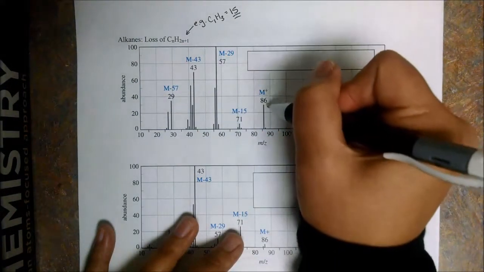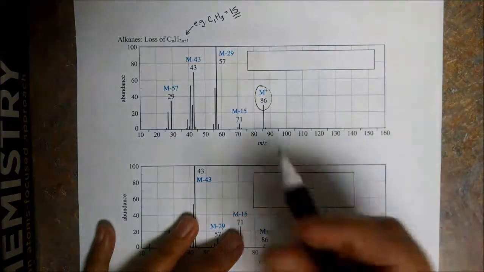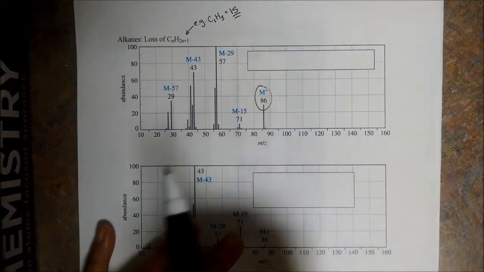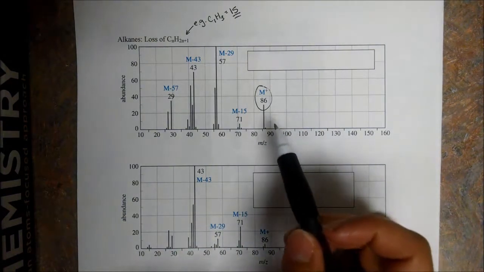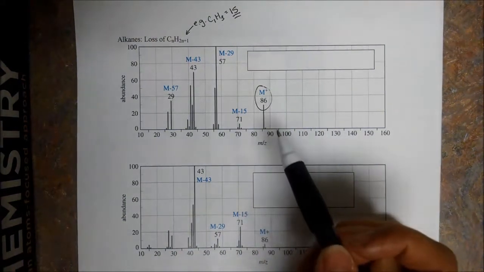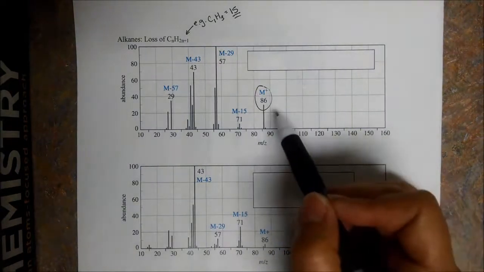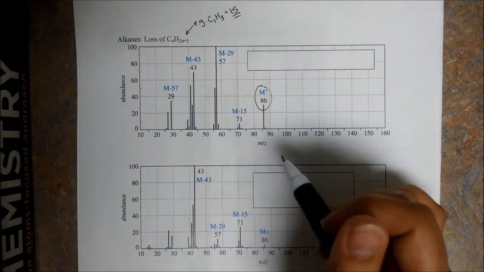Here's our molecular ion. They've denoted it for us, and it is usually the furthest peak to the right. But I would probably have to show you the molecular ion, or at least denote it for you, because sometimes it is hard to find. But it is usually the furthest peak to the right.